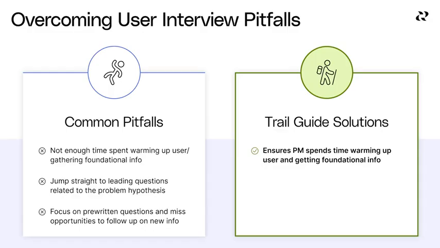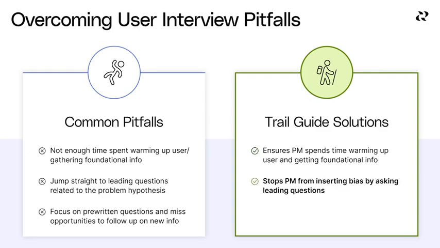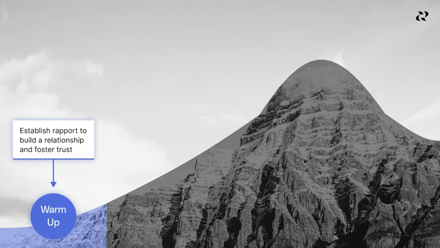Organizing your interview with a trail guide helps you avoid falling into the common traps mentioned previously. It ensures that you spend time warming up the user and getting foundational information on who they are. It stops you from inserting your biases and leading users to the answer you're looking for instead of what they really think. And it gives you the flexibility to explore other insights instead of simply following your script to the letter. The Interview Trail Guide breaks the interview down into 3 phases.